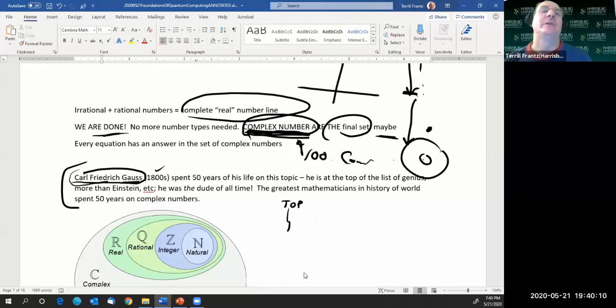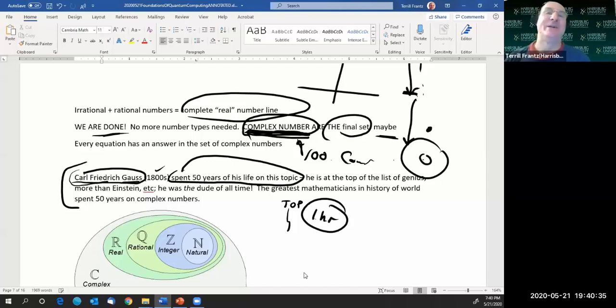But what I found even more fascinating was he literally spent 50 years of his life on this topic. As one author I was looking at commented, the dude spent 50 years of his life on it, and we may spend a month or two in school, and here we are tonight. I'm going to spend about an hour on it. So we're standing on the shoulders of giants.